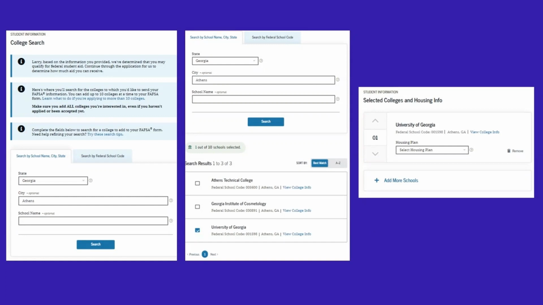It's a little complicated. There actually is a great help tool. If you go to studentaid.gov and just Google more than 10 colleges, there are a couple of paragraphs that really explain exactly how to do it and will give you good guidance on that.